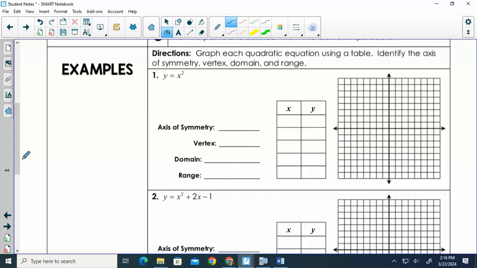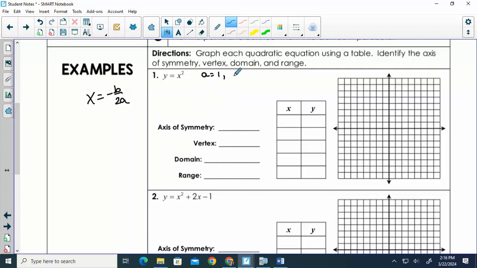Okay, and I'm going to show you guys some tools to help you get the best graph that you can on these. So let's go through the first one. y equals x squared. So if I asked you to find the axis of symmetry, we know it's x equals the opposite of b over 2a. What is my a in this problem?